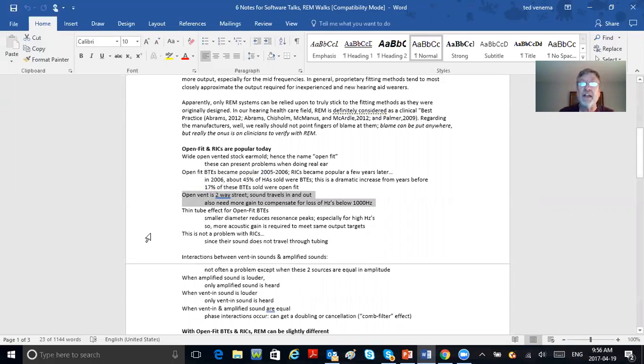You need more gain to compensate for the loss of frequencies below 1,000 hertz. That's what vents do. They let the lows out. Thin tube effect for open fit BTE: smaller diameter reduces resonant peaks, especially for the highs. I'll show you that. So more acoustic gain is required to meet the same output targets. I'll show you what I mean. This is not a problem for RICs because their sound doesn't travel through tubing. But let's look at what's happening in the open fit hearing aid.